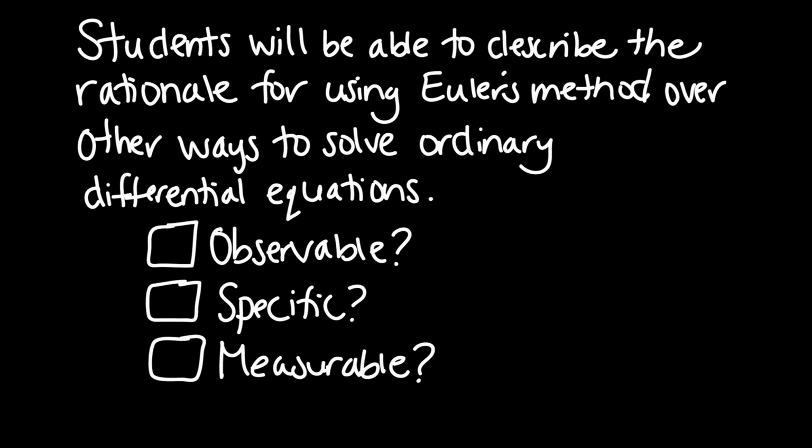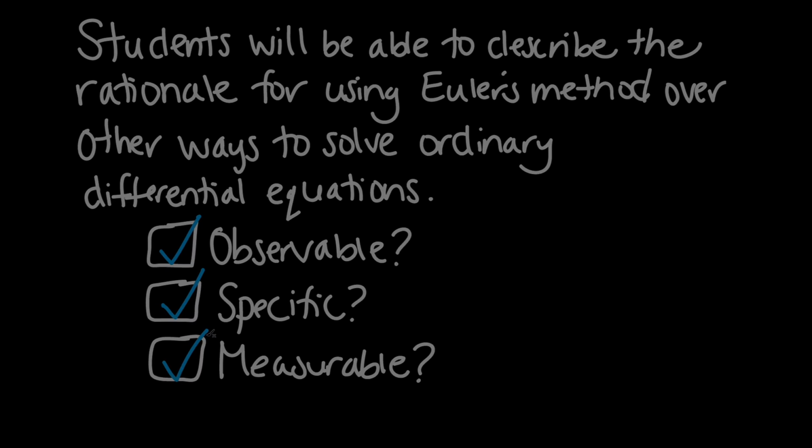This learning objective is observable because it's realistic within the course. Specific because the context of the differential equations is provided. And it's measurable. Students know that they should be able to rationalize their use of a particular method.